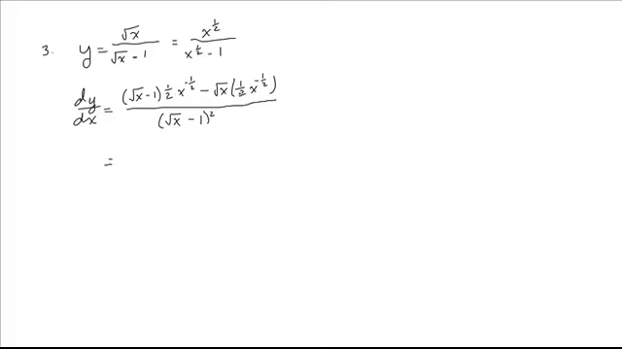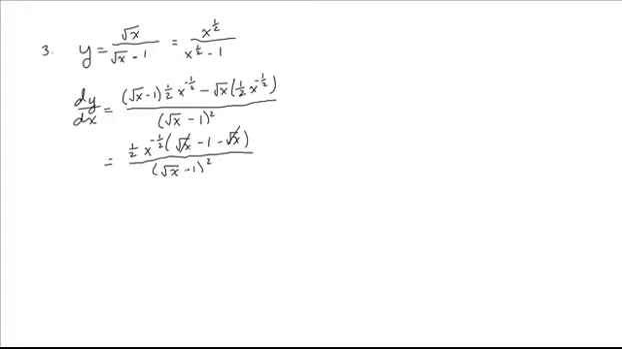All right, now let's talk about any simplifying we can do. And what I notice is both have this 1/2 x to the negative 1/2 in there. So let's pull that out front. So 1/2 x to the minus 1/2. And then we'll have what's left, square root of x minus 1, and then also minus square root of x, all over square root of x minus 1 squared.